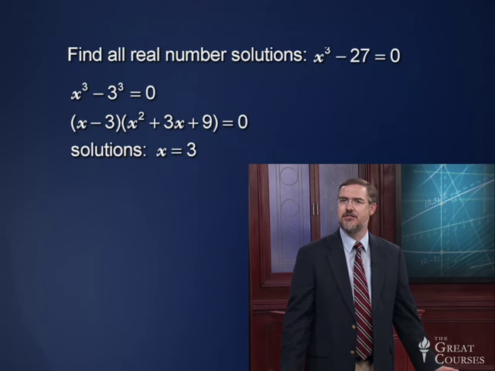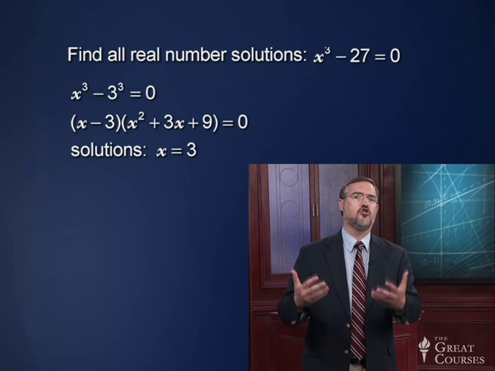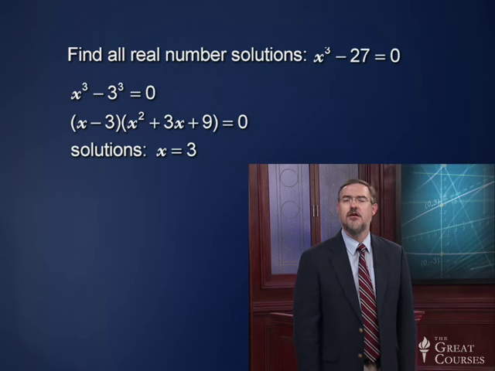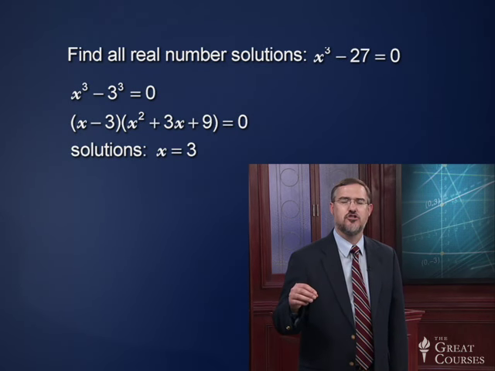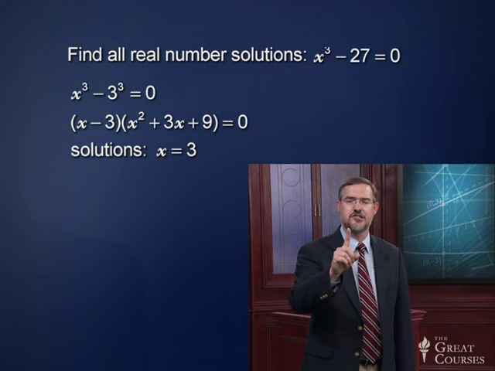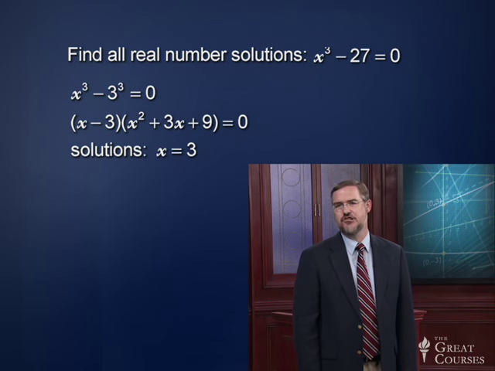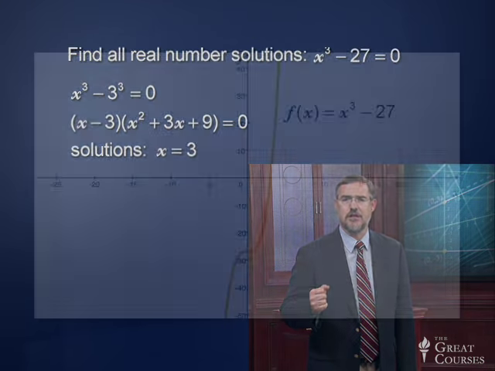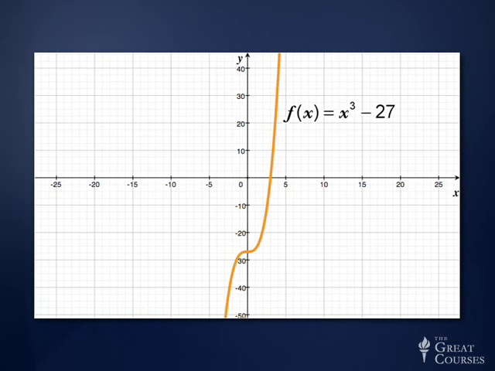And what does that mean about the graph of the original cubic polynomial I started with? Well, if you draw the graph of x cubed minus 27, it means that you'll only have one place where you have an x-intercept, and it's going to be at x equals 3. And a quick sketch of that graph shows you that pretty quickly. Now, let's look at one more problem of this type.